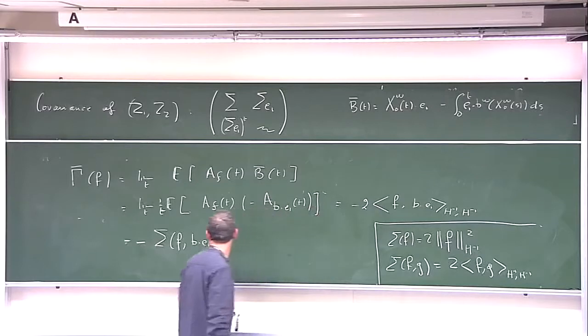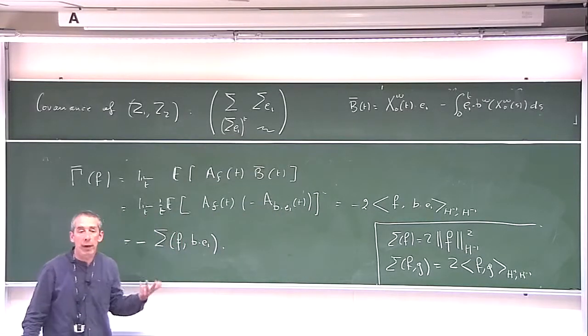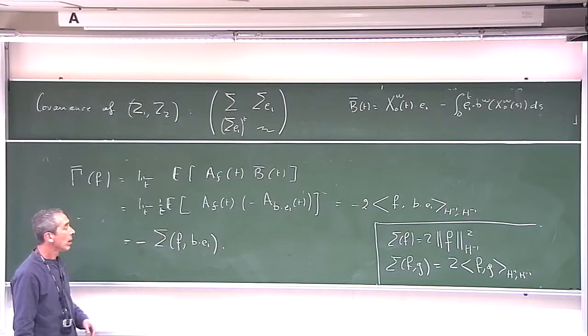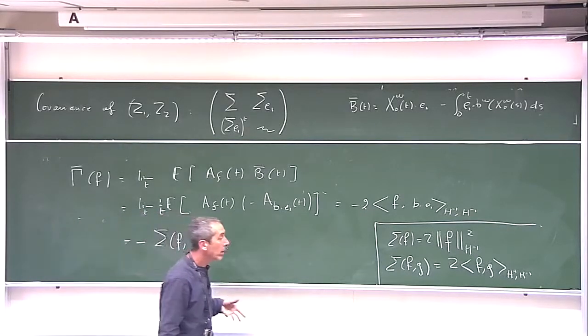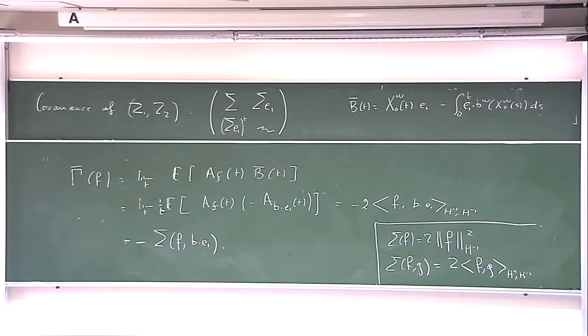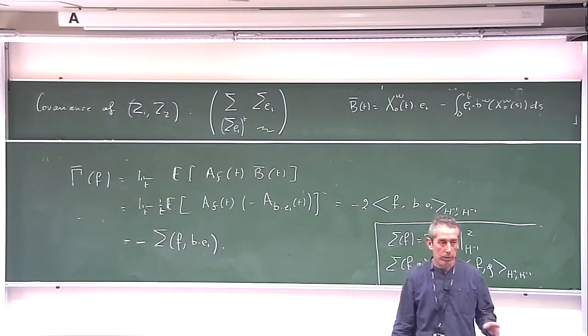Okay? So we get a certain expression as a covariance. All these sigmas are covariance operators which arise, and everything can be expressed in terms of these sigmas. Okay. So, thank you.